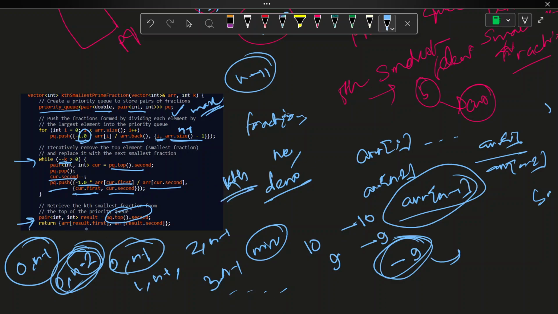So at that time I will return the answer from result dot first. This will store the numerator, and result dot second will store the denominator. Got it, right? In this way, the priority queue approach will be easy.